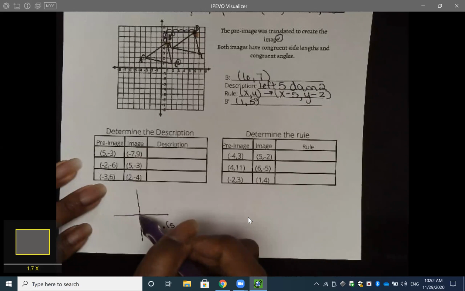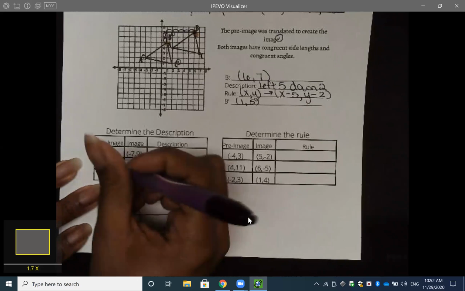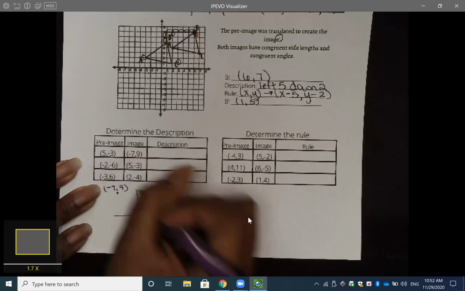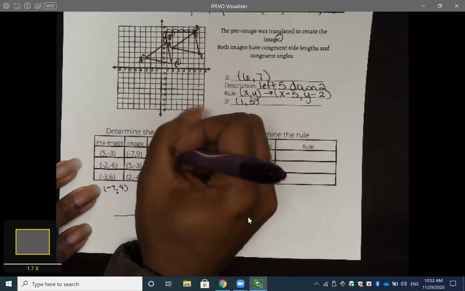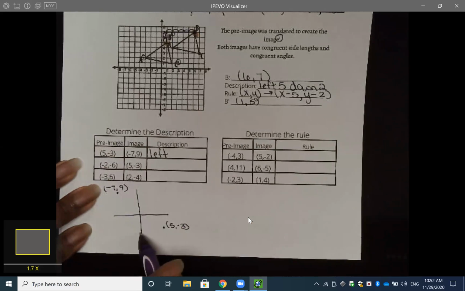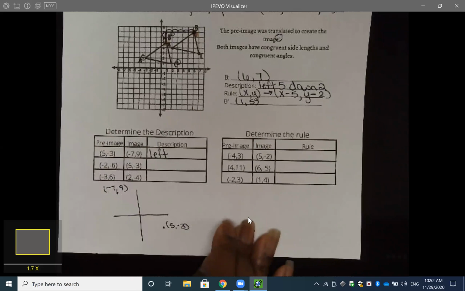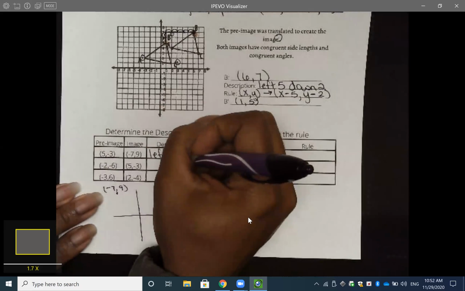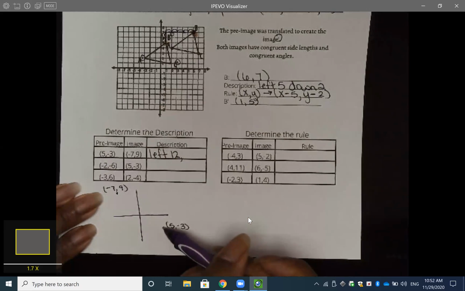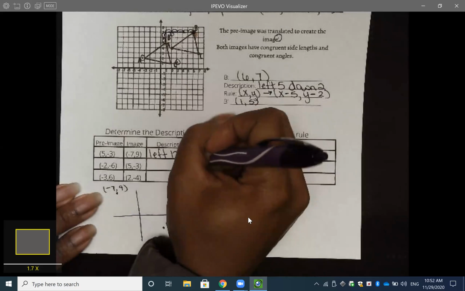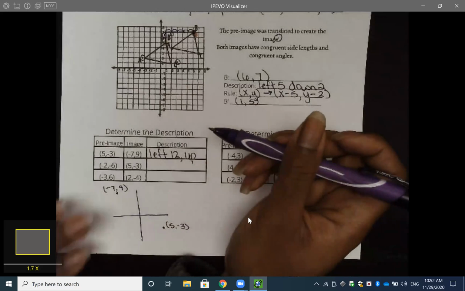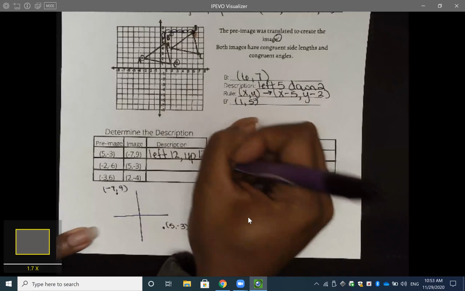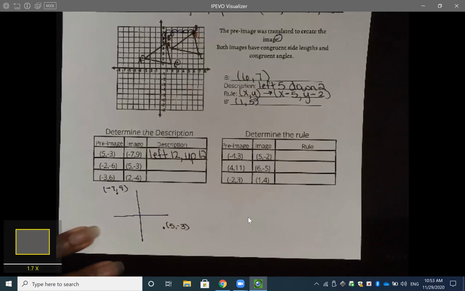And then I went over to negative 7 and up to 9. So negative 7, comma 9. And I can kind of see how many times I moved. So to go from this one to this one, from here to here, I first off need to go left. So I know I'm going to the left. And I'm going to go left 5 and then 7 more. So 7 and 5 is 12. So I went left 12. And then to go from here to here, I have to go up. I went up 3, and then I went up 9 more, and 9 plus 3 is 12. So left 12, up 12 would be my description.